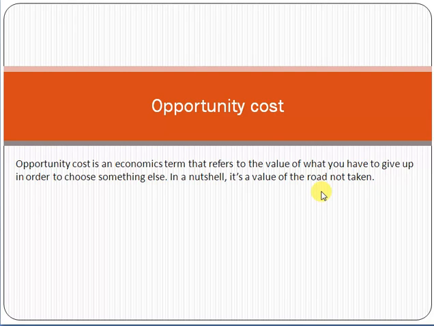So friend, that's all from my side. I have tried my level best to explain to you the concept of opportunity cost.